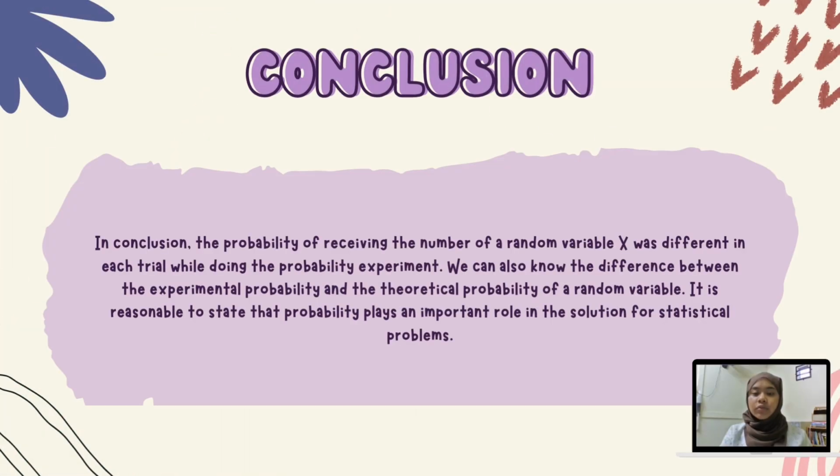Finally, the conclusion for this experiment is that the probability of receiving the number of a random variable x was different in each trial while doing the probability experiment. We can also know the difference between the experimental probability and the theoretical probability of a random variable. It is reasonable to state that probability plays an important role in the solution for a statistical problem.